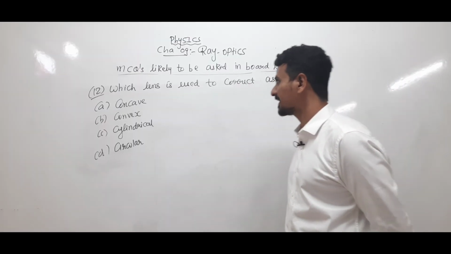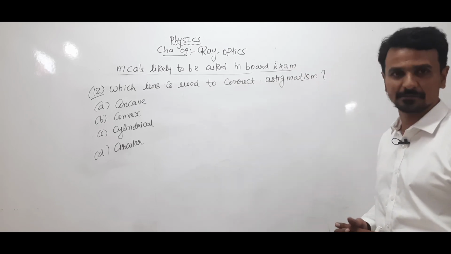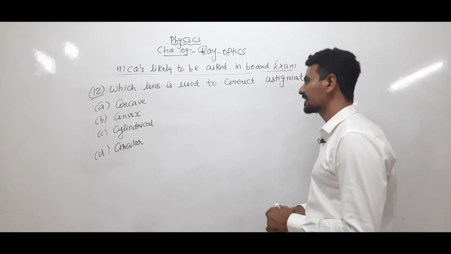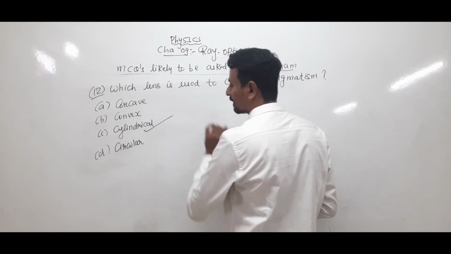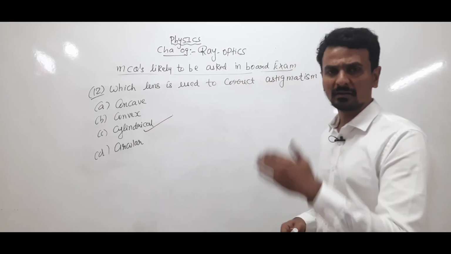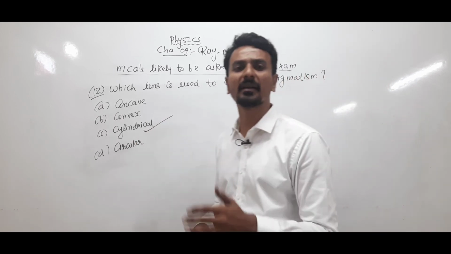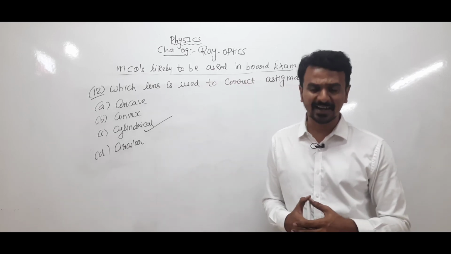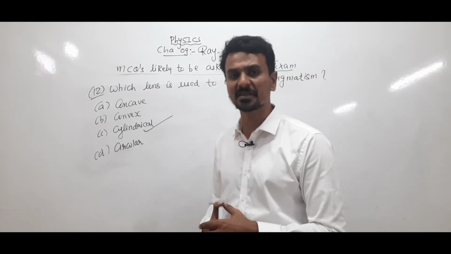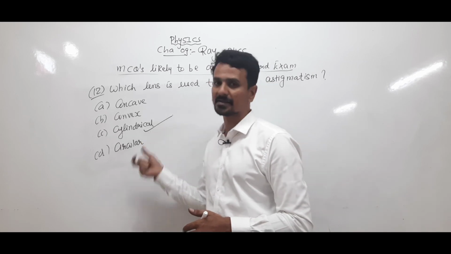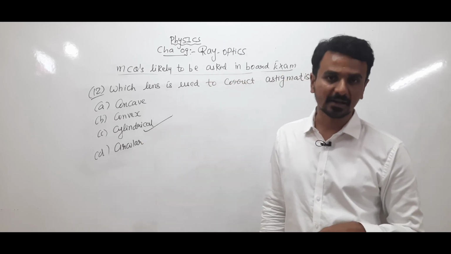Twelfth one. Which lens is used to correct astigmatism? In order to correct astigmatism, we will use a cylindrical lens. Astigmatism means either the horizontal or the vertical lines are not visible or are seen less clearly. For that, we need a cylindrical lens to correct astigmatism.